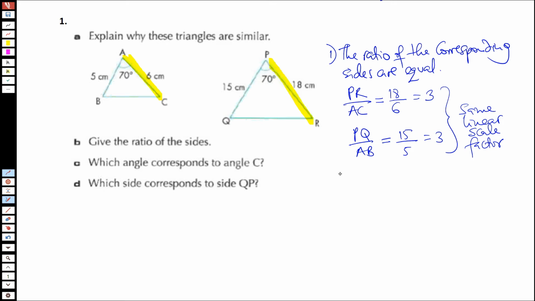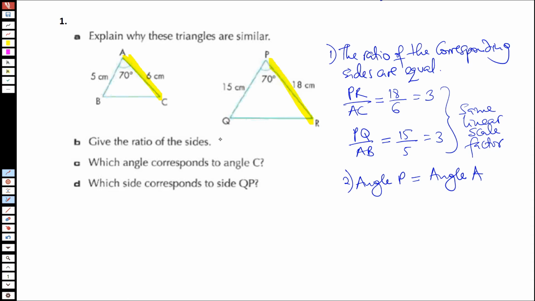Of course, you can also say that angle P is equal to angle A. Now, one thing with similar shapes is that the corresponding angles will be equal, but of course their sizes will be different. All right, so give the ratios of the sides.